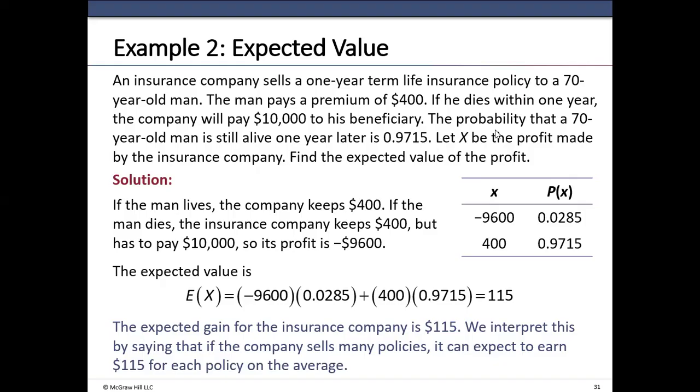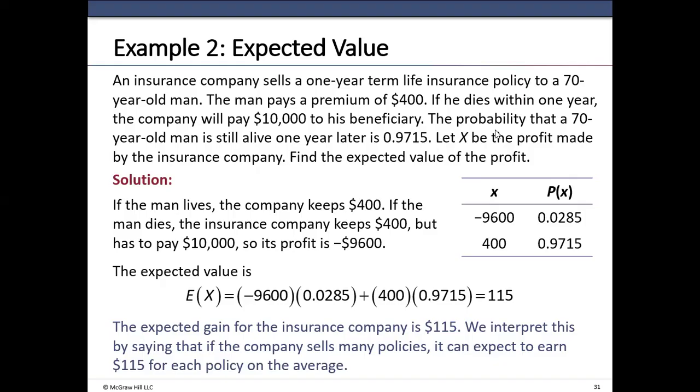The probability of that happening is 0.0285. How did they get that? It is 1 minus 0.9715, because the probability the man is going to live after 1 year is 0.9715. So the complement event of dying has probability 1 minus the probability of living after 1 year. So 1 minus 0.9715 is 0.0285.